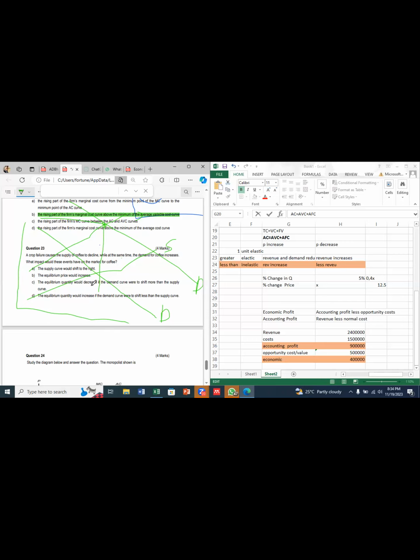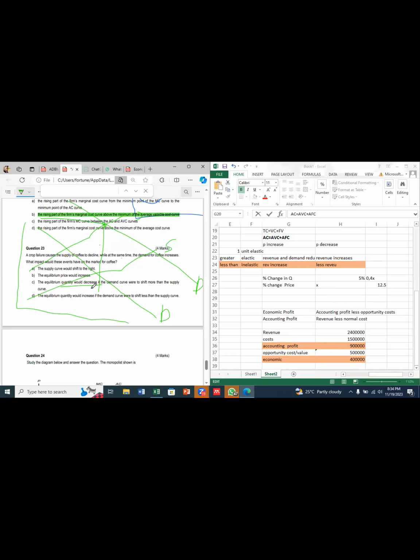So the equilibrium quantity, C, you said you chose which option? Oh, sorry, man. I thought I was on mute and I chose C. Okay. Someone chose option C. Equilibrium quantity would decrease and the demand curve would shift more than the supply curve. Okay. I think it makes a lot of sense.